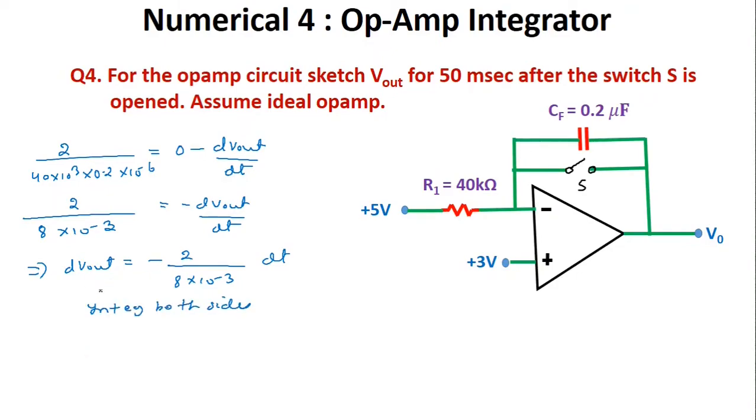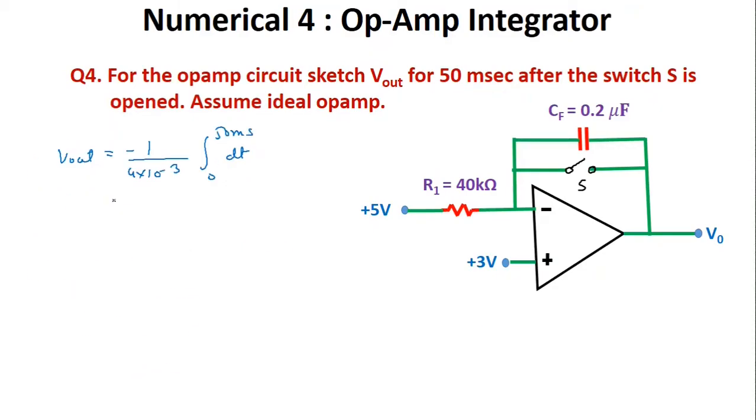Now integrating both sides, we will get Vout is equal to minus of 2 divided by 8 into 10 to the power minus 3 integration over dt from 0 to t, and here t is given equal to 50 milliseconds. Now we put t is equal to 50 milliseconds here, and when we cancel this it will be equal to minus of 1 upon 4 into 10 to the power minus 3. After putting the value of t, we will get this type of equation.